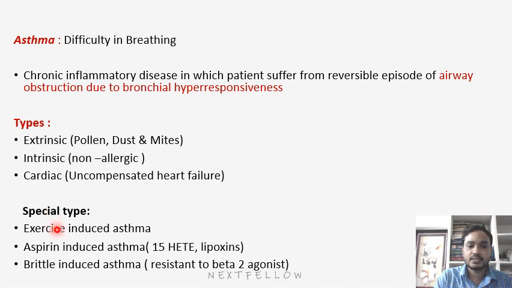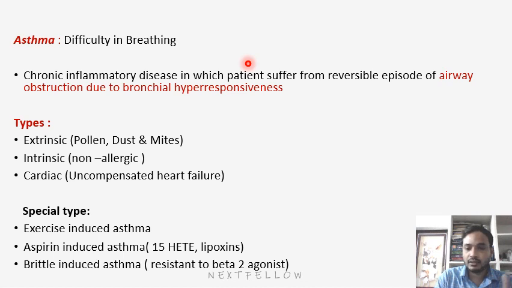Among these three types, there are some other special types also. Those are exercise induced asthma, aspirin induced asthma, and brittle asthma. Exercise induced asthma means when the patient does some exercise, the asthma gets triggered. Next, aspirin induced asthma means when the patient is on aspirin, the aspirin is inhibiting.